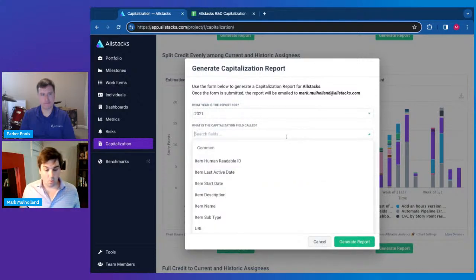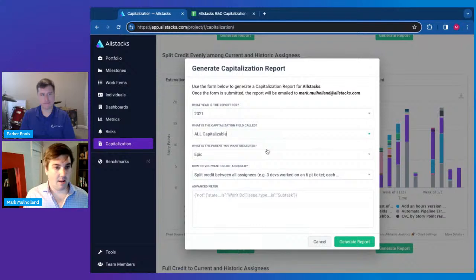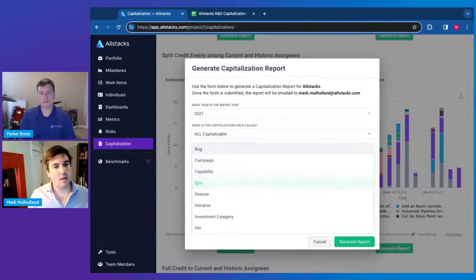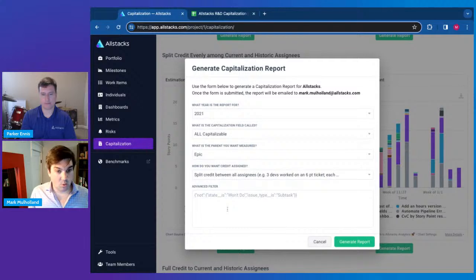And in this world, the team has actually created a field called Allstacks capitalizable. And it's a Boolean. If it's yes, then yes, it is capitalizable. If it says no or is empty, then we tend to think it's not. And the way that we're grouping work has us looking at the epic level. And again, depending on your organization, you may have different places that you're trying to look at this. We've also seen initiative and feature being a common set as well. And so the general shape of the data is reflected here in these selections.